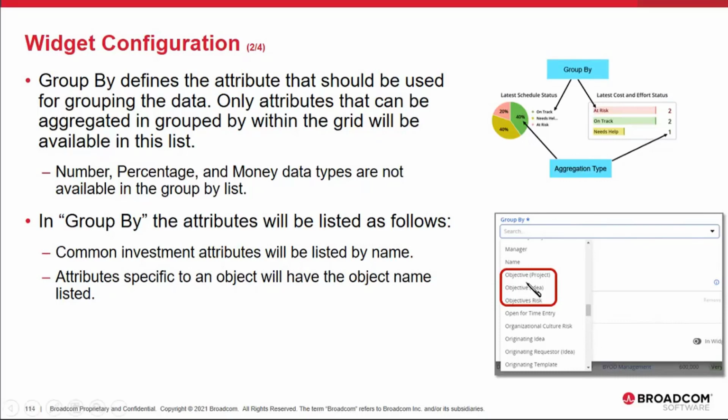Like in this example, there is an objective within project and an objective within idea. So they have their respective object name also listed right next to it. However, objective risk is defined at the investment level, so it does not have any object name because it is shared across all object types.